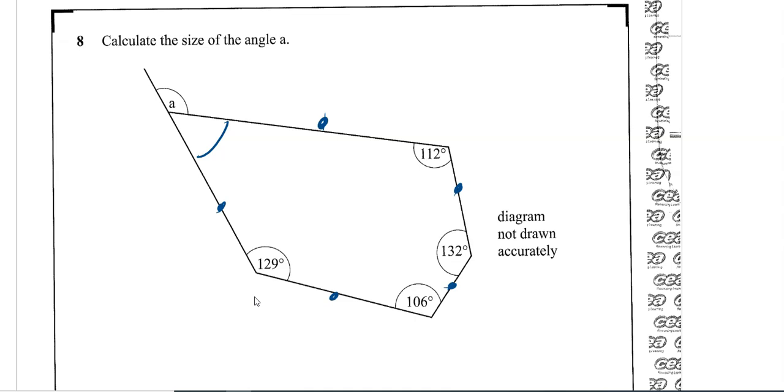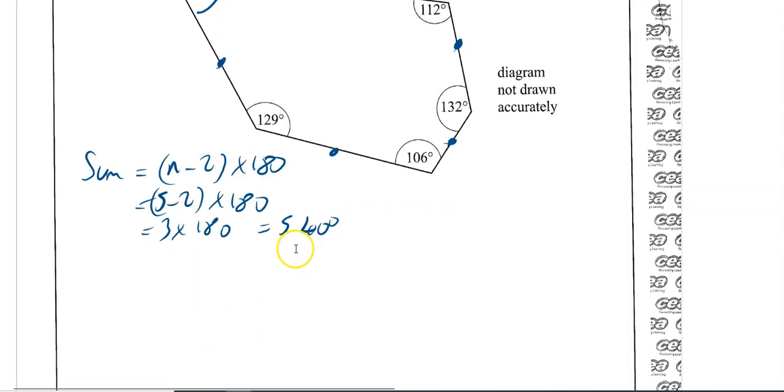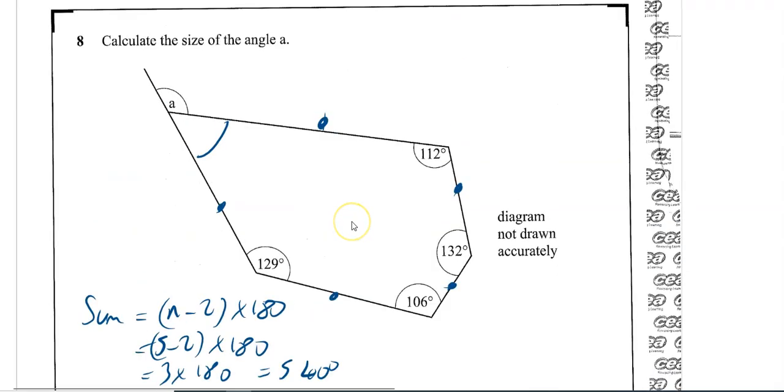We're going to work out the size of the interior angles. The sum of interiors is equal to n minus 2 times 180. In this case, that's 5 minus 2 times 180, which is 3 times 180, which is 540 degrees. So all of my angles add up to 540 degrees. We've got all of our angles here, so I'll call my missing angle B, give it a name.